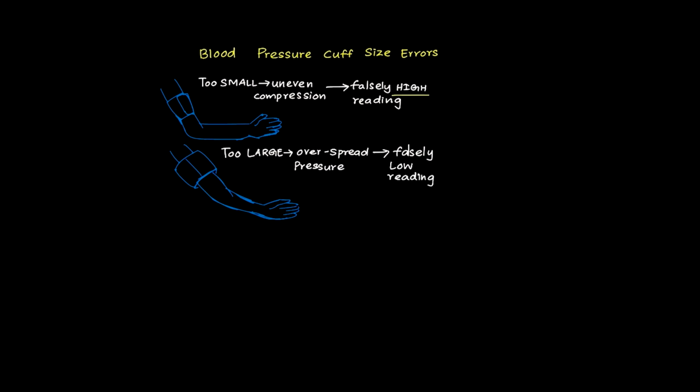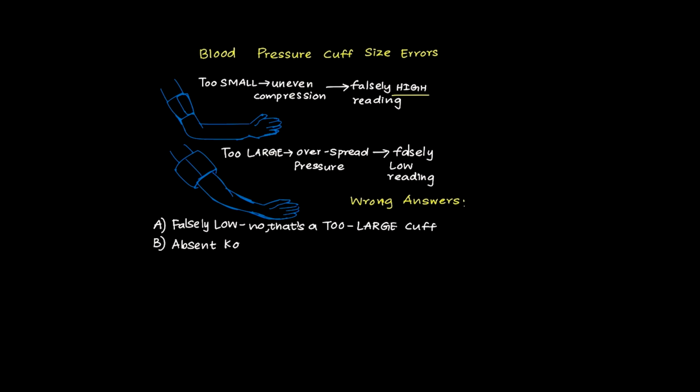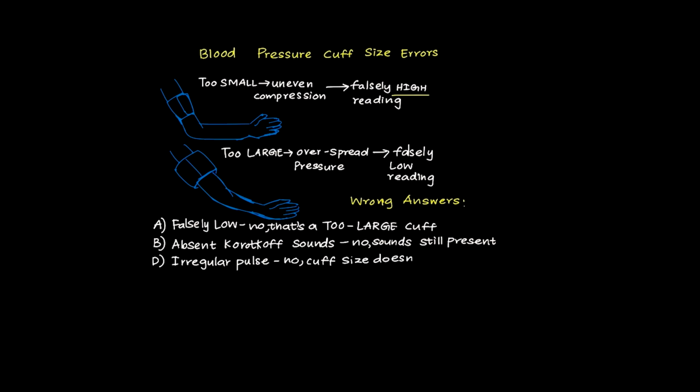The reverse is also testable. A cuff that's too large spreads pressure over too wide an area and gives a falsely low reading. The other options miss the point. Korotkoff sounds don't disappear. They're still audible, just at the wrong values. Pulse rhythm irregularities are detected through palpation or cardiac monitoring, not through cuff sizing. And a falsely low reading is what a too large cuff produces, not a too small one.